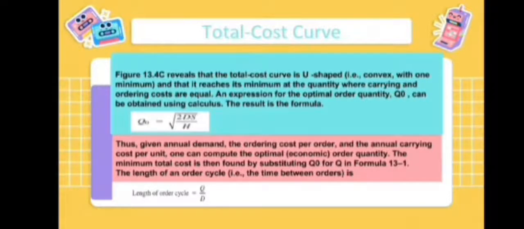Figure 13.4c reveals that the total cost curve is U-shaped, for example convex with one minimum, and that it reaches its minimum at the quantity where carrying and ordering costs are equal. An expression for the optimal order quantity, Q0, can be obtained using calculus. The result is the formula Q0 is equal to the square root of 2DS over H.